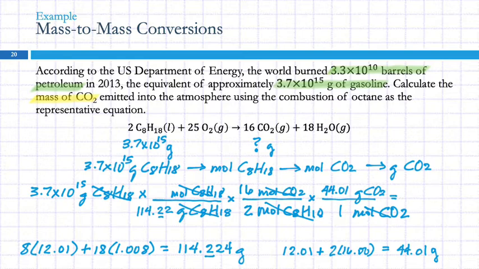So now we just do the whole thing in one swoop on the calculator. 3.7 EE15 divided by 114.224 times 16 divided by 2 times 44.01 equals 1.140 times 10 to the 16 grams. I should have 2 sig figs. I'm going to write down 2 extras, and then I'm going to report the rounded answer. Any questions?